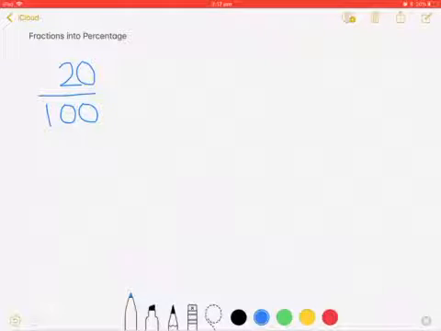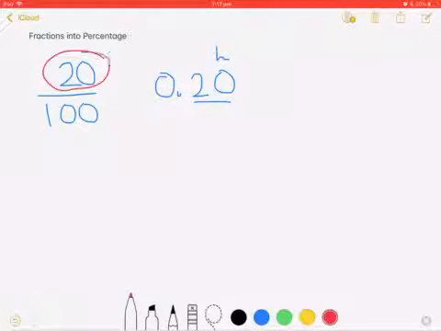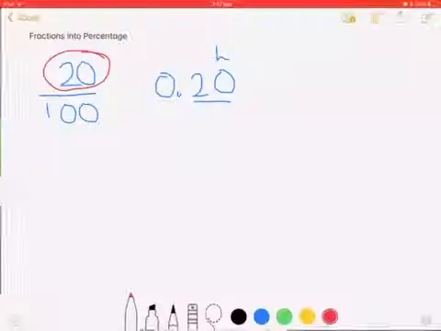When you're writing 20 hundredths, you know straight away that to write that as a decimal it's 0.20, because that's 20 and that's the hundredths column, the furthest one over. Now, percentage actually means out of 100. So if I have a look at this particular number here, I've got 20 parts out of 100. So what does that look like?